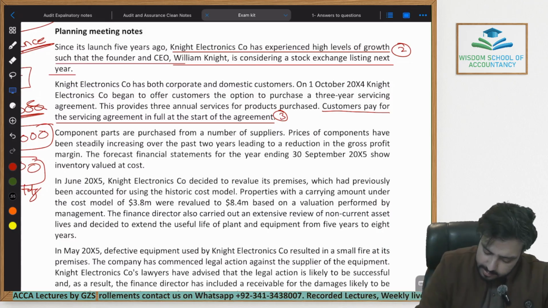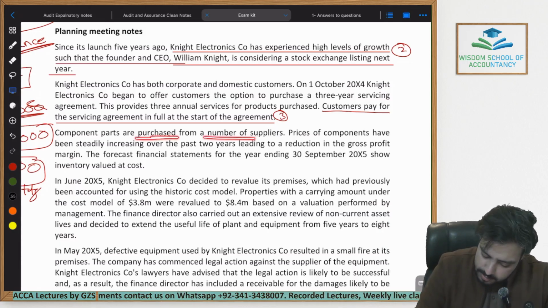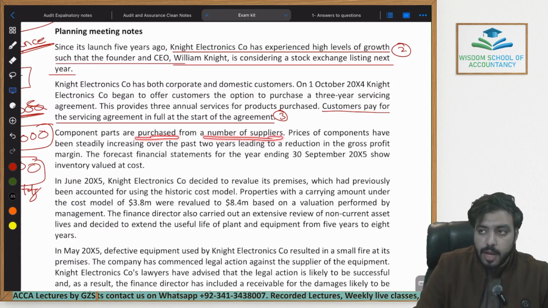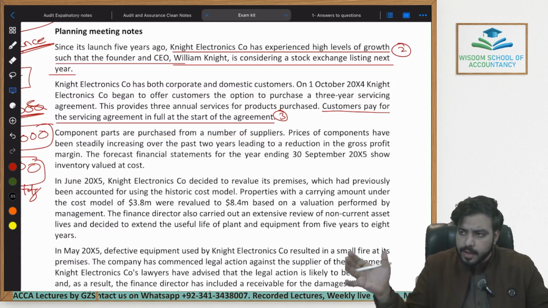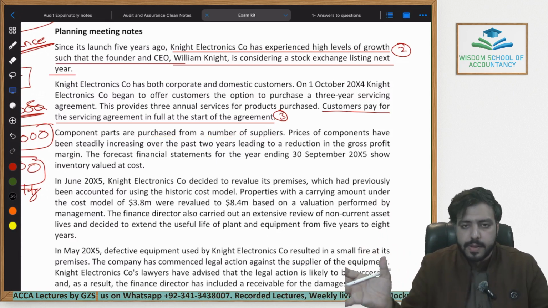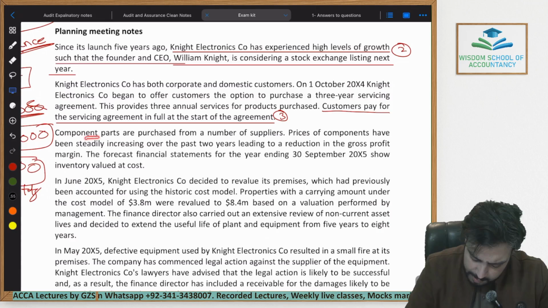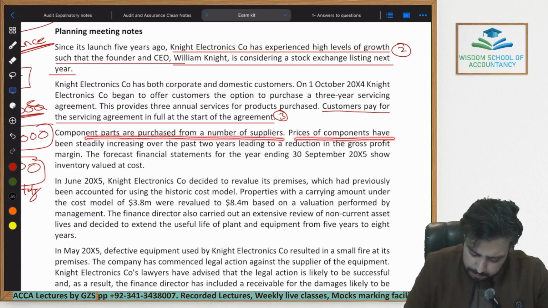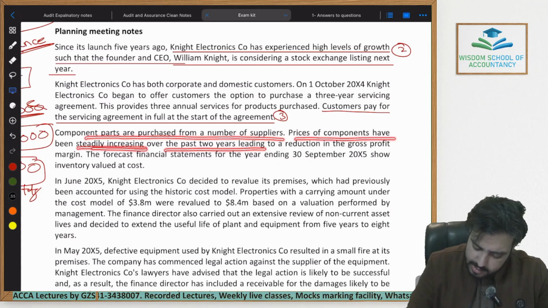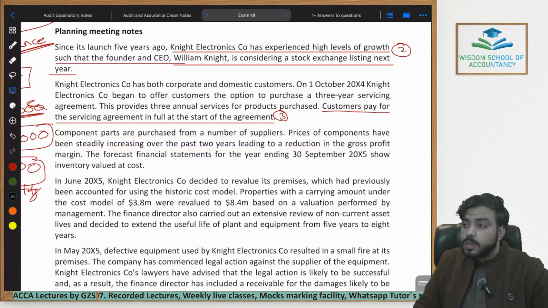What is written here is that they are purchased from a number of suppliers. They are purchased from many different suppliers. And then the company sells these components with the services that they offer. Good. So component parts are purchased from a number of suppliers. Great. Prices of components have been steadily increasing over the past 2 years, leading to a reduction in the gross profit margin. Okay, so the risk in this case.